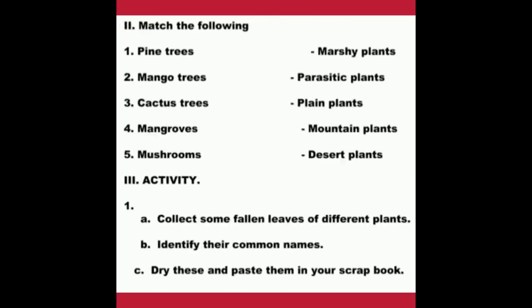Pine, mountain plant. Mango, plain plant. Cactus, desert plant. Mangrove, marshy plant. Mushroom, parasitic plant.